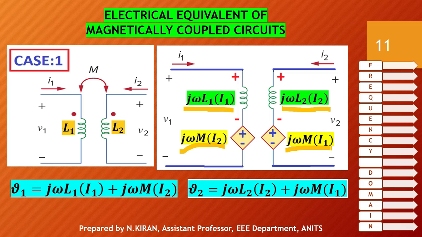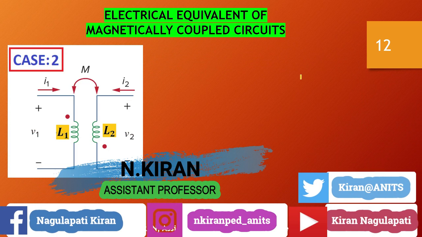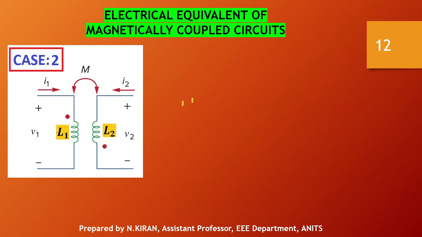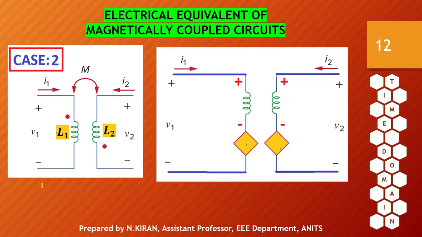So now let me consider the remaining cases and find the electrical equivalent as well as the KVL equation. The second case, here the dot placement has changed. The dot in the first coil is located at the top end and the dot at the second coil is located at the bottom end. So now let us try to find the electrical equivalent of this magnetically coupled circuit first in time domain. Here also, since each coil has only one coupling with the other, each coil will have only one self-induced EMF and one mutually induced EMF.